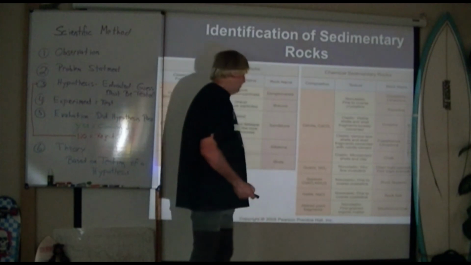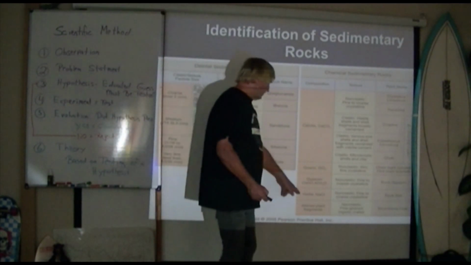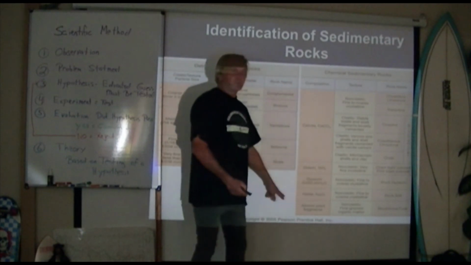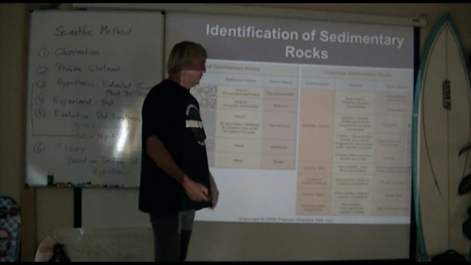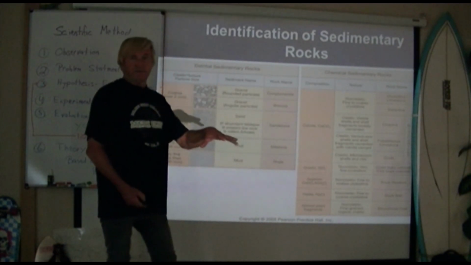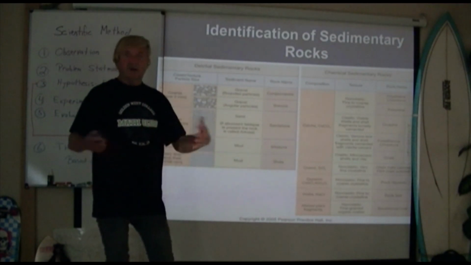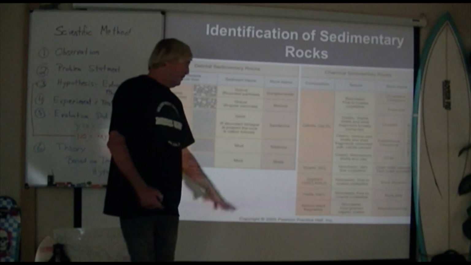Gypsum is formed in very shallow lake environments. Rock salt, which has halite in it, is formed in a desert environment where you have periods of flooding, and then it dries up, then a flood comes along again, dries up again, and this is how salt crystals are growing. And then bituminous coal.